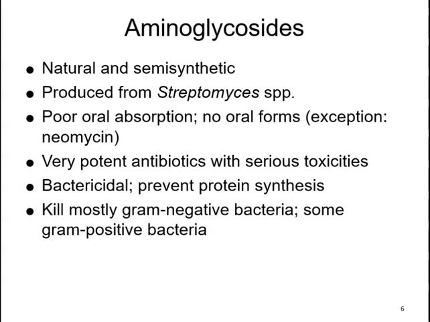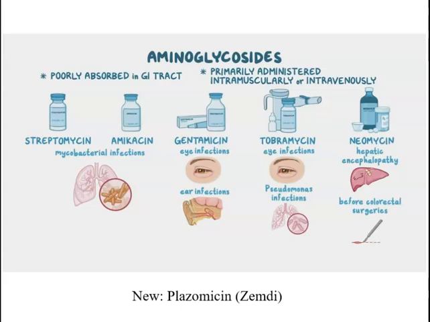In fact, as we go on to the next screen, you can see that plazomicin is the first new aminoglycoside to be approved by the FDA in nearly 40 years. So this may be a new chance to rejuvenate this class. Aminoglycosides are rapidly bactericidal, meaning they kill and they kill quickly. They're active against gram-negative and gram-positive organisms, including those multi-drug resistant organisms.